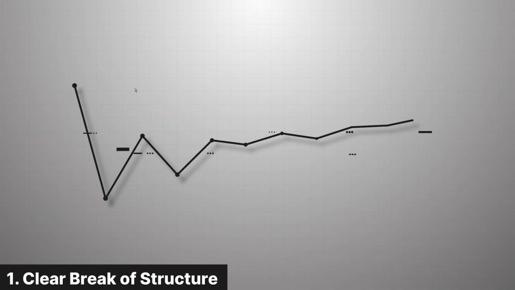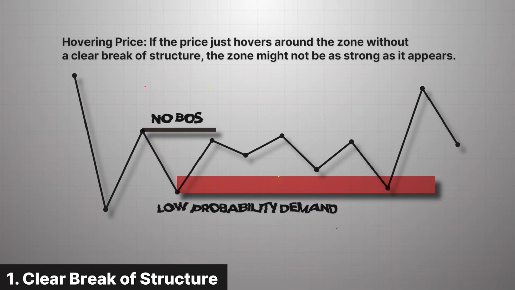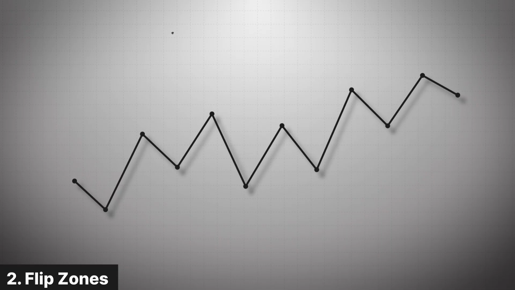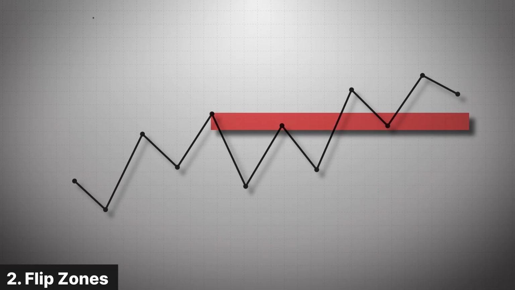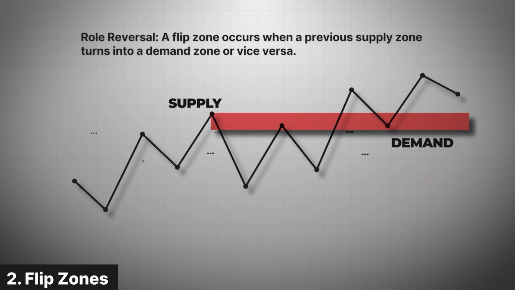If there's no clear break of structure and price just hovers around the zone, that's a sign that the zone might not be as strong as it seems. Another key concept is the idea of flip zones. This is when a previous supply zone turns into a demand zone, or vice versa.